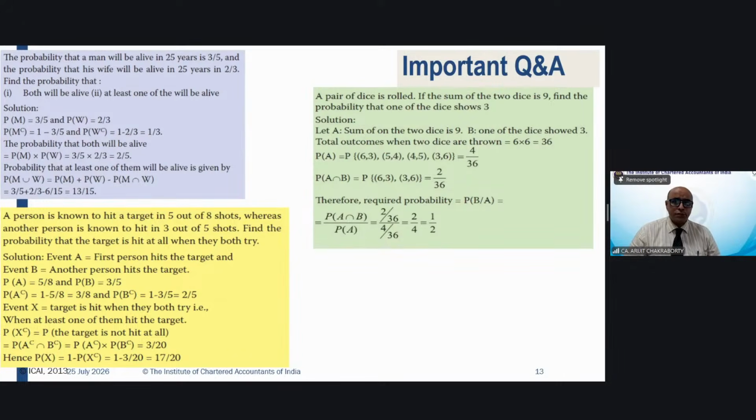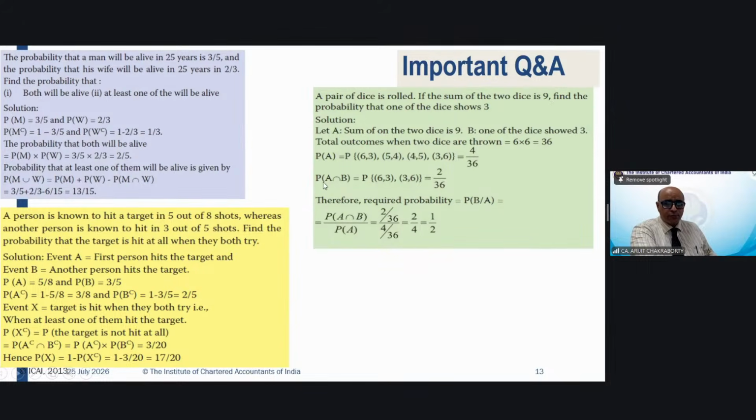Probability of A. Now, the sum is 9. 9 you can achieve only with 6 and 3. First dice gives you 6, second dice gives you 3. The second combination can be 5, 4. Third combination is 4, 5, and the fourth combination is 3 and 6. That means 4 specific favorable events out of possible 36 events. So that gives you 4 by 36.